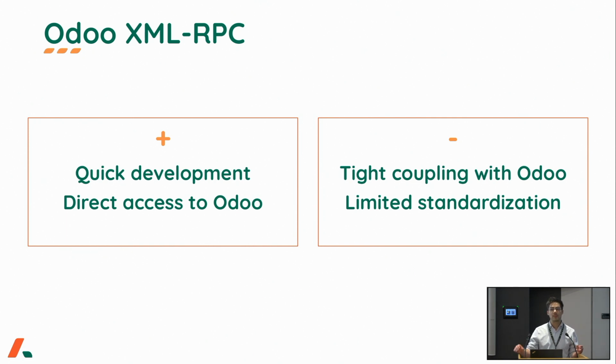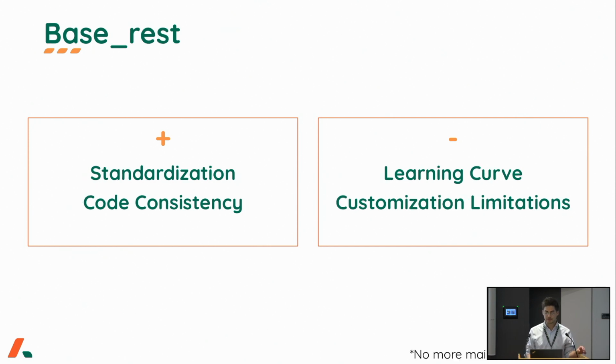And moreover, you can't really make your API evolve independently from your Odoo system. A second limitation is that Odoo XML RPC isn't a real API framework, and so there is no real standardization that makes you follow some real guideline for your API.